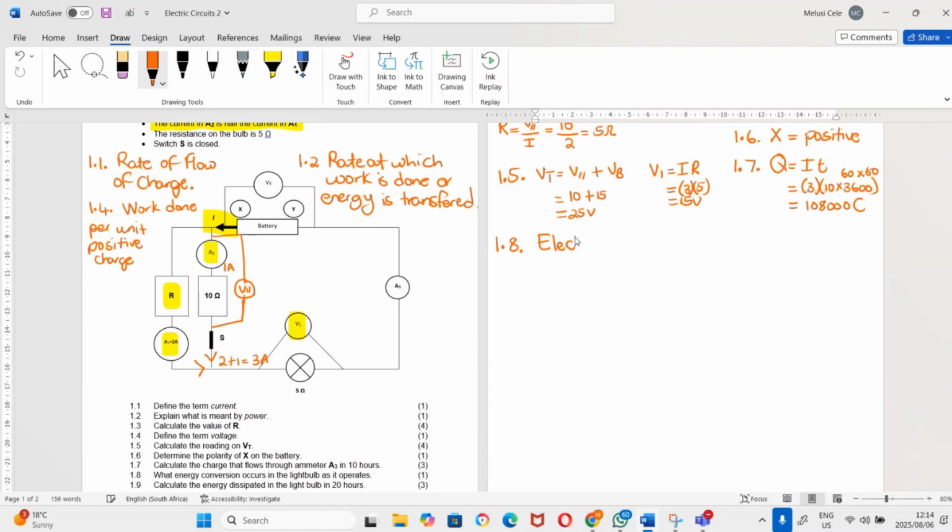And then 1.8 says what energy conversion occurs in the light bulb as it operates. We are converting electrical energy in the light bulb into heat and light energy. And 1.9 then says calculate the energy dissipated in the light bulb in 20 hours.